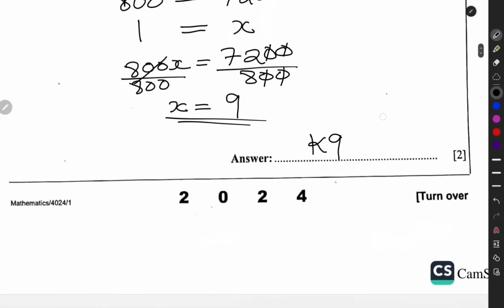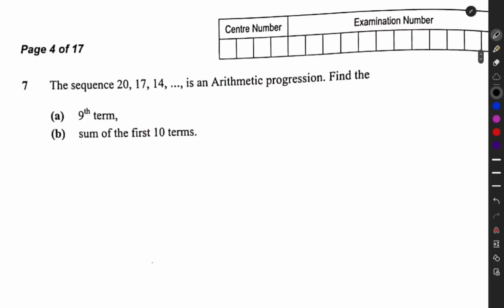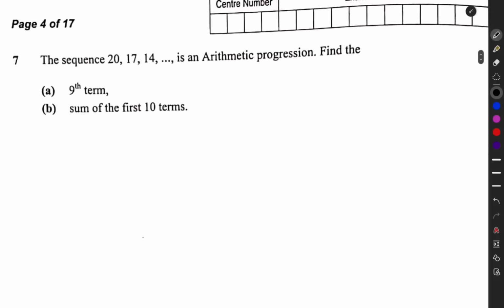Okay, so we move on to the next question. Question number 7 was a sequence. The question reads, the sequence 20, 17, 14 is an arithmetic progression. Find the 9th term. For us to find the 9th term, the only thing we are supposed to do is simply use the nth term formula.